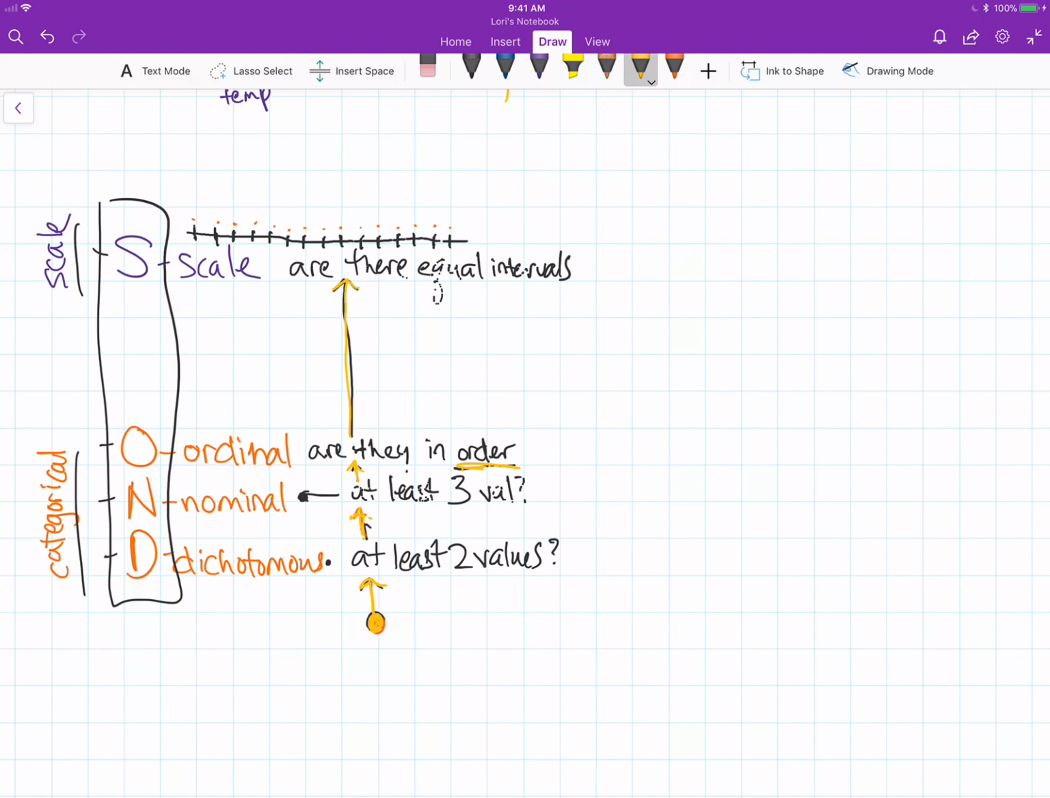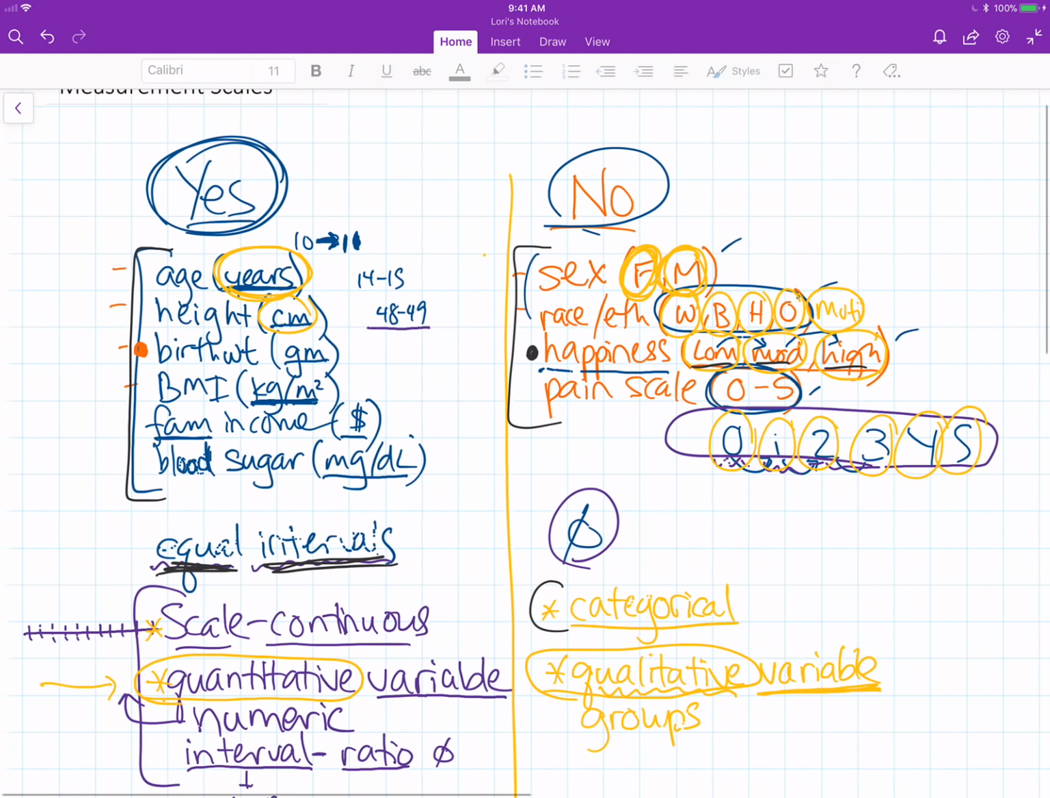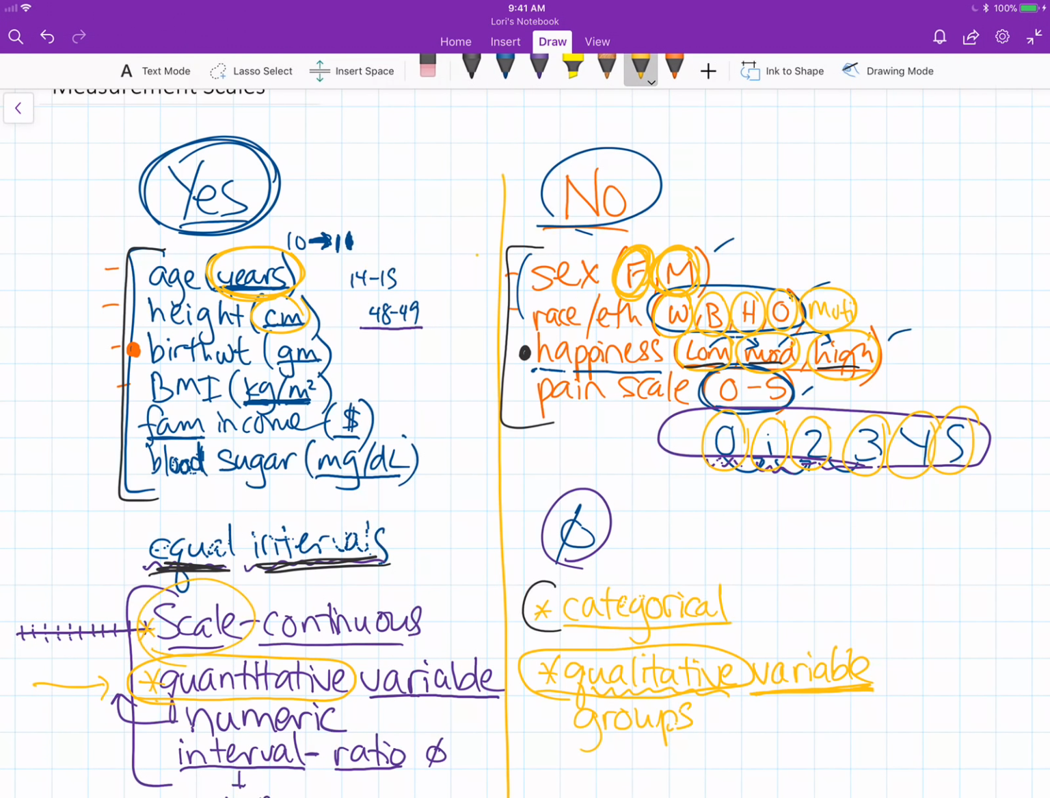And then my last question is, are there equal intervals? And I would say yes. The difference between 1,000 grams and 1,001 grams is the same amount of difference as 1,500 grams and 1,501, or 1,583 and 1,584. The amount of difference of going from one to the next is always the same. Those intervals are equally spaced. And so here with birth weight, I end up with scale. And that's not surprising because up here on the top, I already said that's a scale variable right there. It's going to be a quantitative variable. Quantity, I have a quantity of grams. I'm measuring how many grams. And so that's going to be a scale variable.